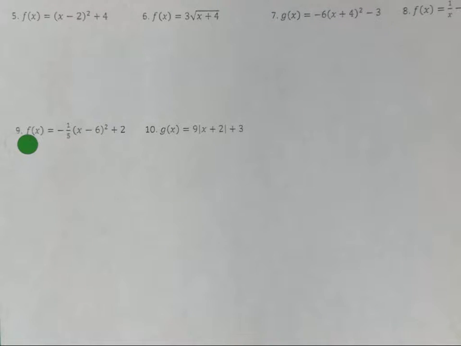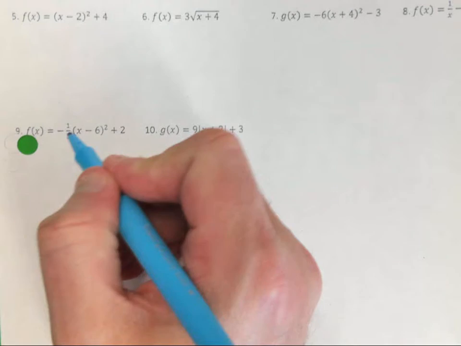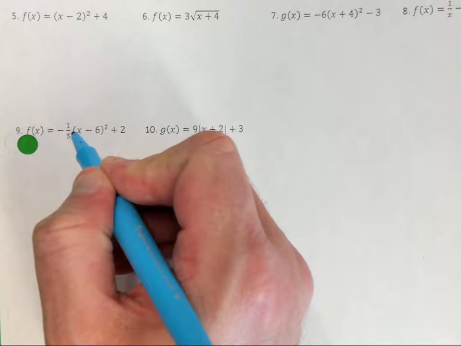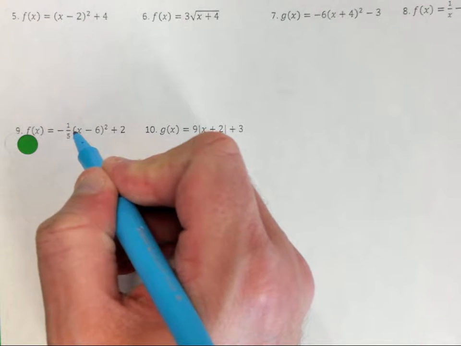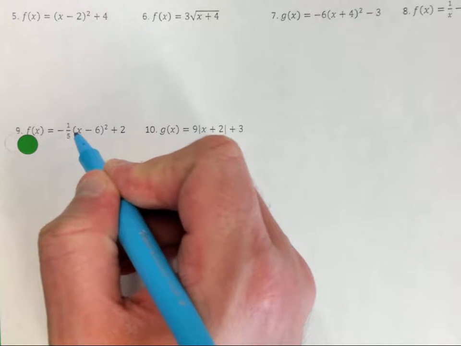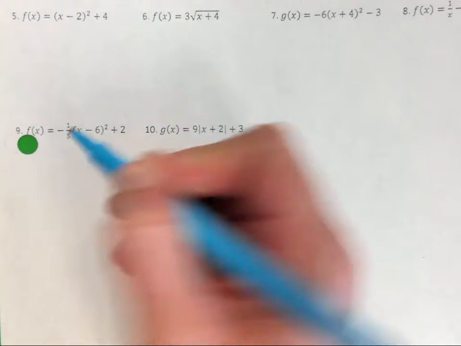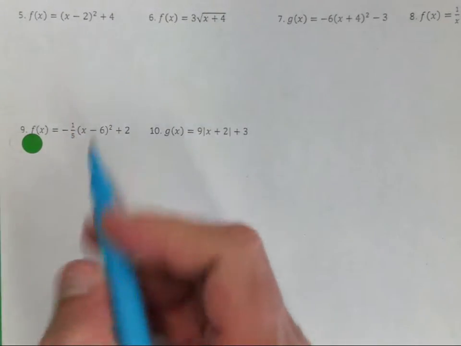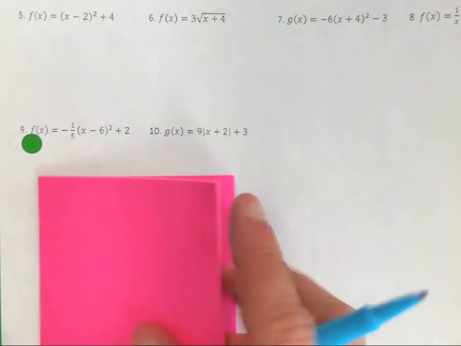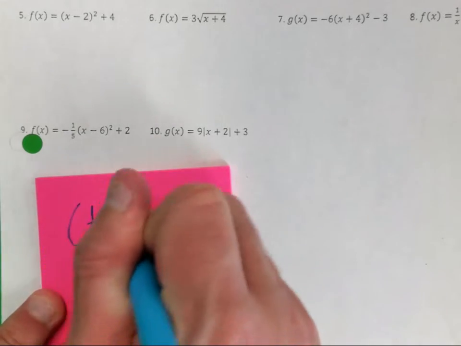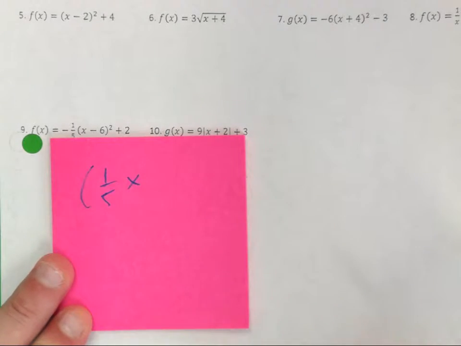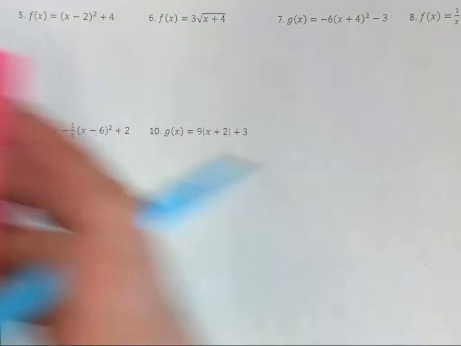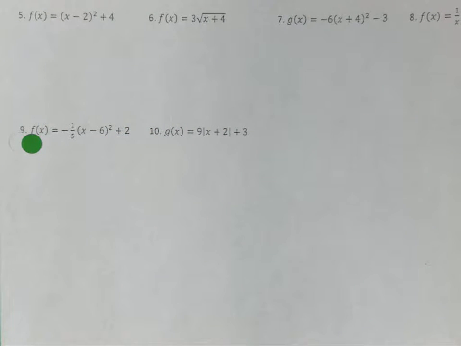Remember, stretching and shrinking deals with multiplication. If that 1/5 was on the inside, we would be stretching by a factor of 5 horizontally, okay? Did you say 5? Yes. If it's on the inside, it's opposite of what you see. You would think shrink, but it's stretching and you flip it. Okay? If it's on the inside. You're going to see that today. Number 10.